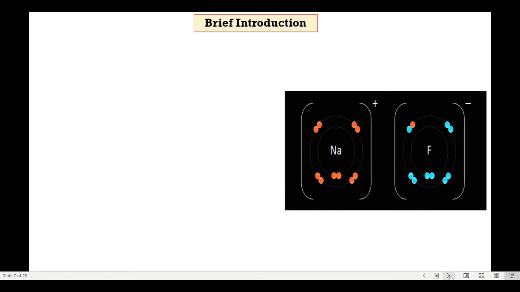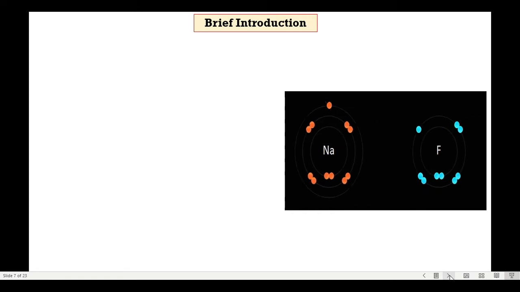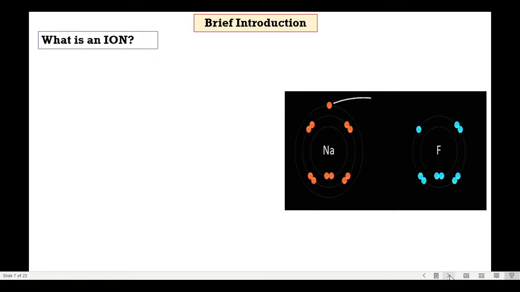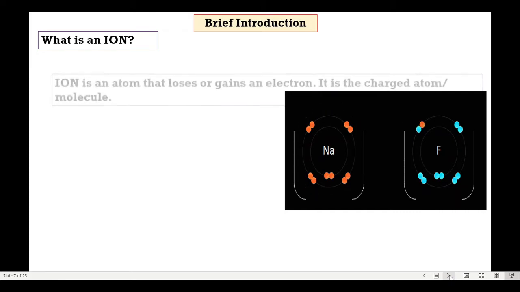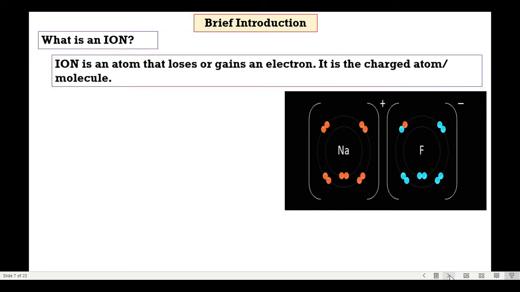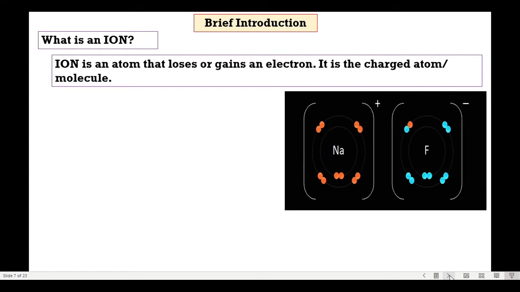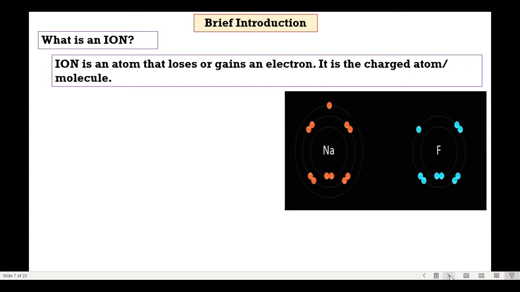As you can see here, there are two elements, Na, which means sodium, and F, which means fluorine. Now, let's talk of the charges or the ions. What is an ion? An ion is an atom that loses or gains an electron. Loses, ibig sabihin nagbibigay or nawawalan. Gains, meaning tumatanggap kasi kulang.